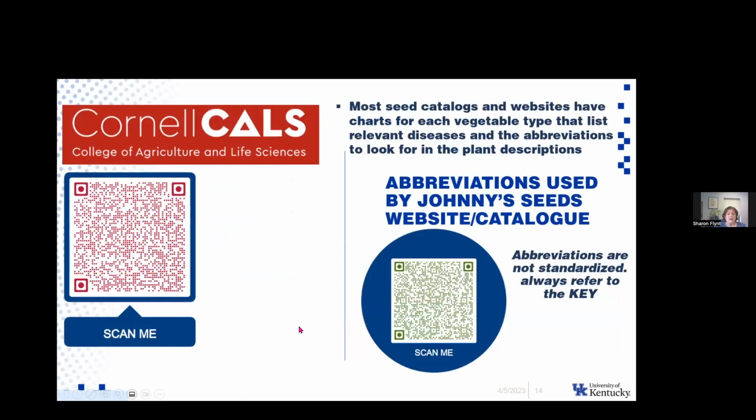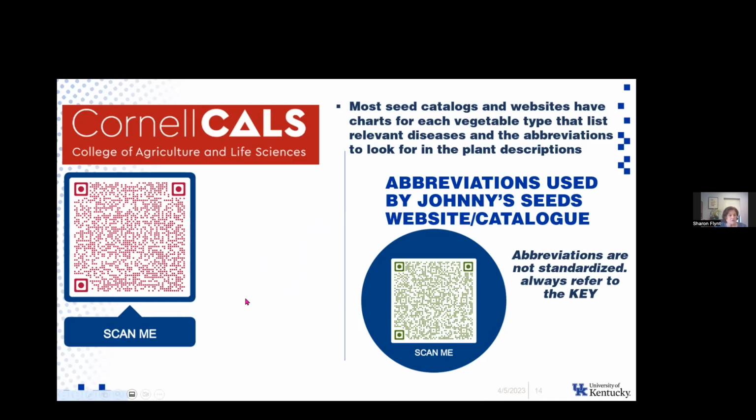Now, most seed catalogs and websites have charts for each vegetable type that lists relevant diseases and their abbreviations. I did learn that abbreviations aren't standardized across the United States. So each catalog or each seed company may have a slightly different abbreviation, like VW is for verticillium wilt, but in another catalog, it could be just the V that they put outside the name.